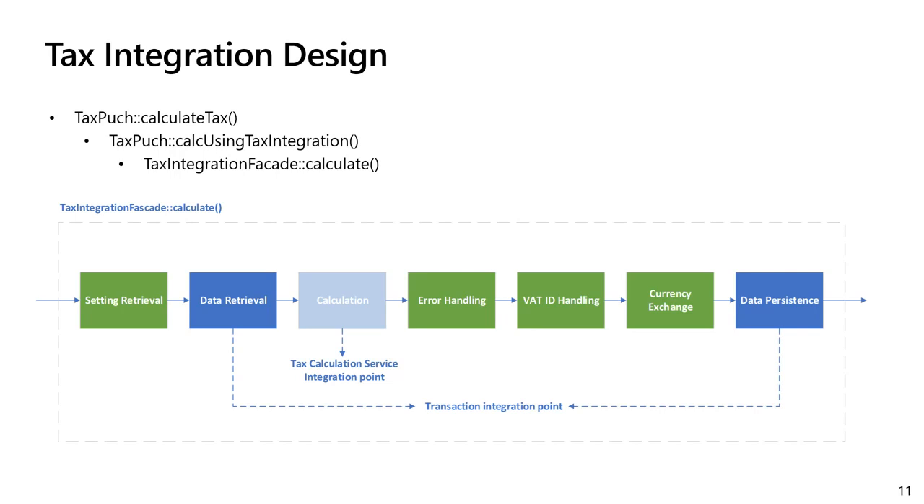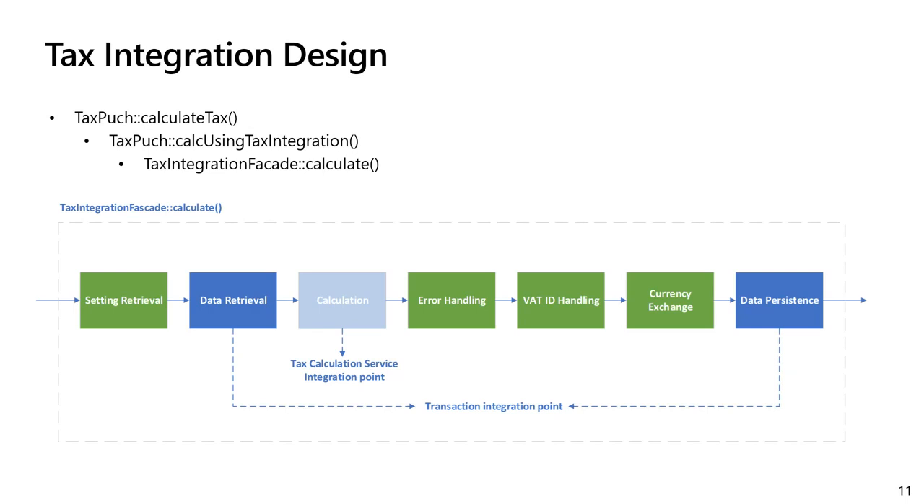The next stage is the calculation. After we have all the data, we will call the tax calculation service with this data and fetch the calculation result, and this result will also be saved into an object. After that, we will check if there is any error thrown by the tax service. If yes, we will throw an exception to the end user or just show a warning to the end user based on the setup.